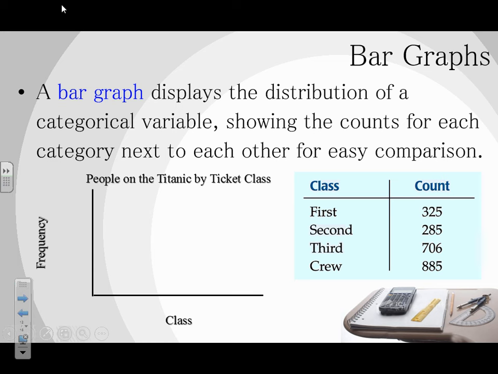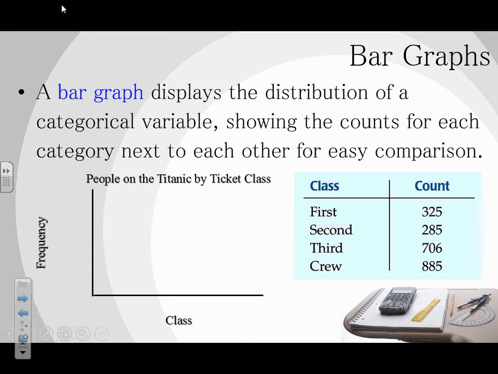Labeling. You have to label your axes every time. Okay? So generally, you're going to put your variable along the x-axis. What is the variable we measured? In this case, it was class. What class did a particular individual fall into? Okay? The y-axis, then, is going to be your frequency, or your counts. How many people were in each of these different classes.